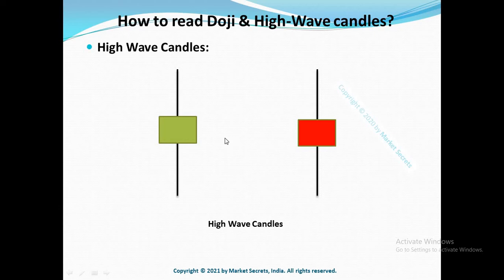Doji formation may not have a body at all or it may have a very negligible body, whereas high wave candles have a relatively bigger body when compared to doji. Remember the term relatively bigger than the doji. It's not a big body, but it is relatively bigger than the doji's body. And again, the high wave candle indicates balance and not imbalance in the price and represents the indecision in the market.